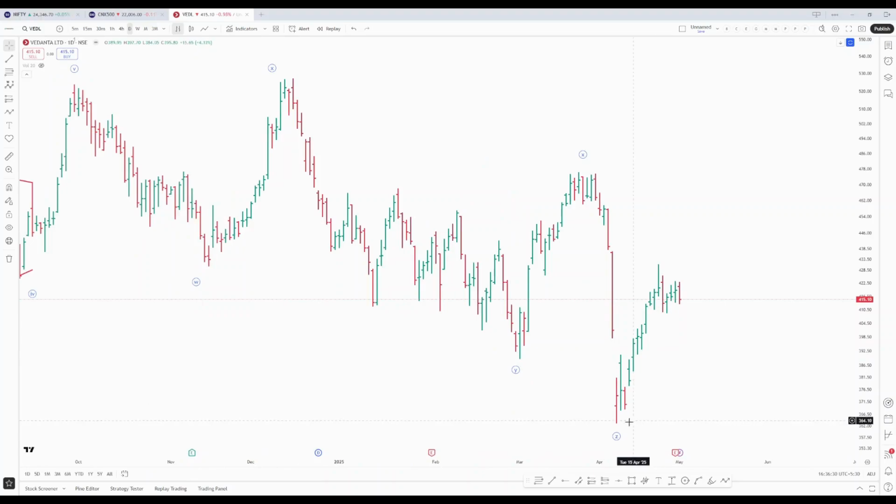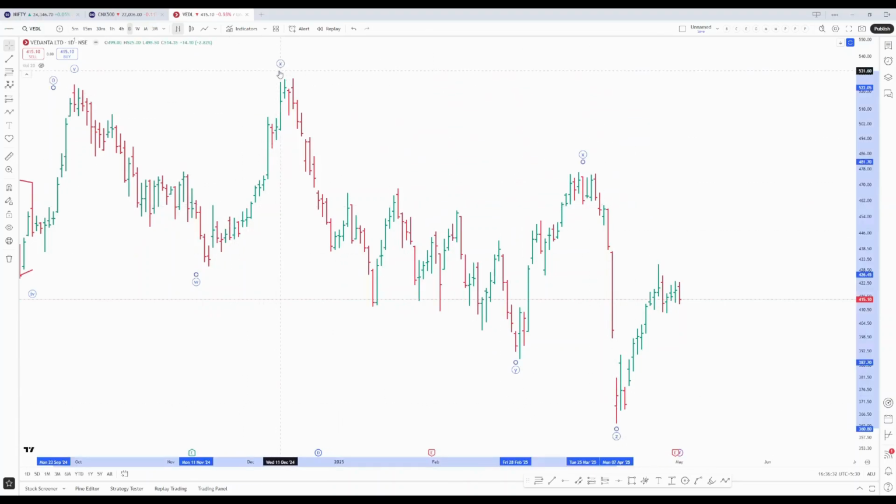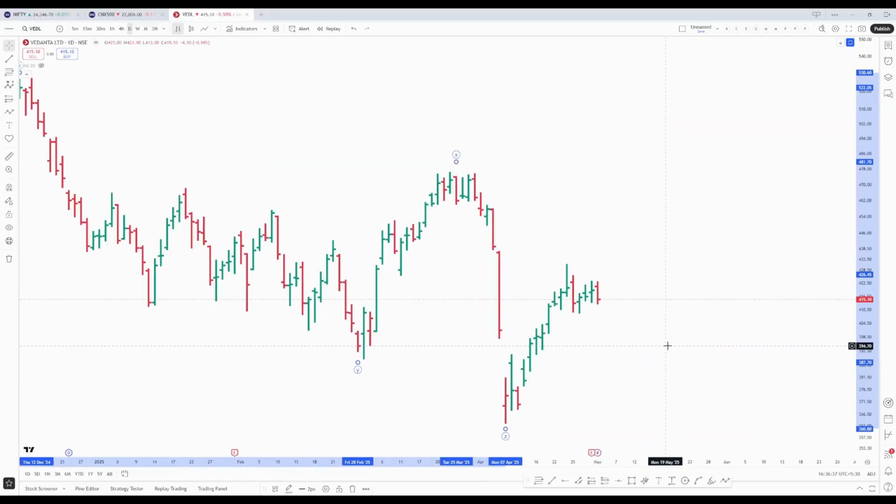Given that we know that something completed here, WXYXZ, the preference would be to the view that this is 1, 2, 3, 4, and there will be a 5th. After that 5th is done, there will be some kind of retracement in the form of ABC, WXY, WXYXZ, and then there would be an up move, right?